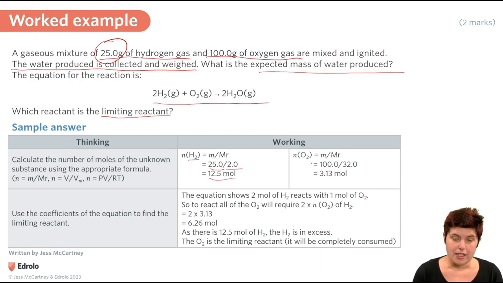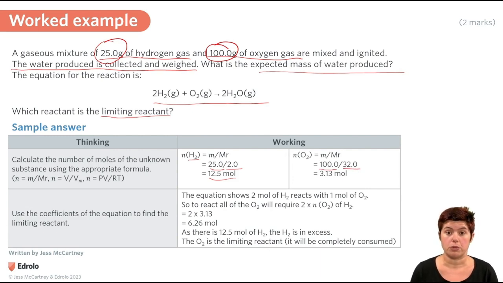12.5. Then we're going to calculate the mole of oxygen. The same formula is being used. We have 100 grams of oxygen stated in the question, so it's 100 divided by 32. The 32 is found from the periodic table again. It's 16 times 2 for 2 oxygens. And that gives you 3.13.